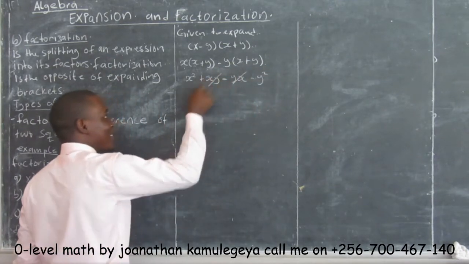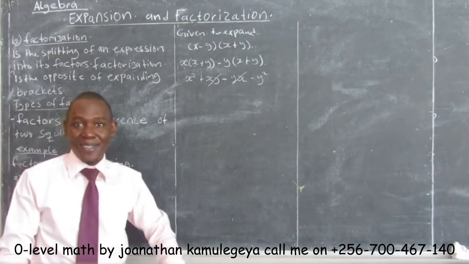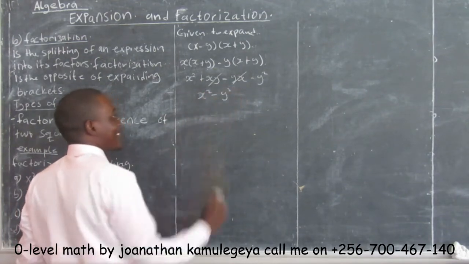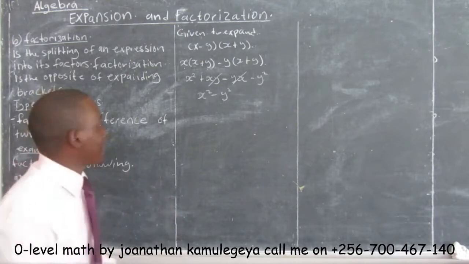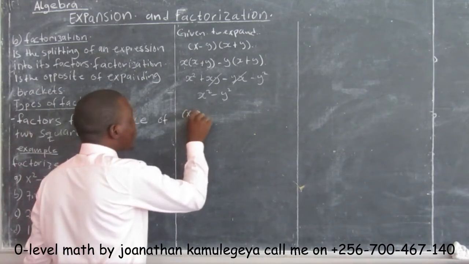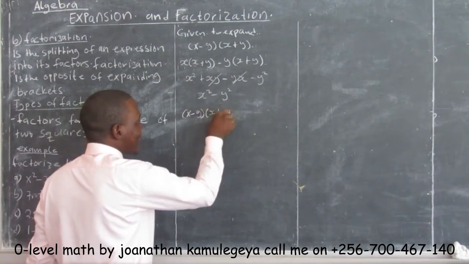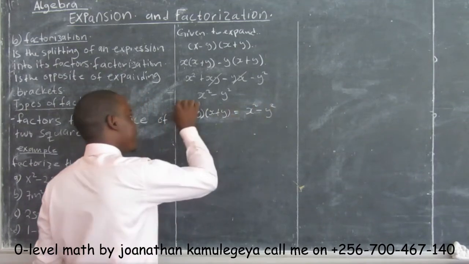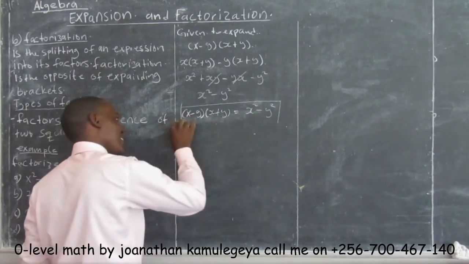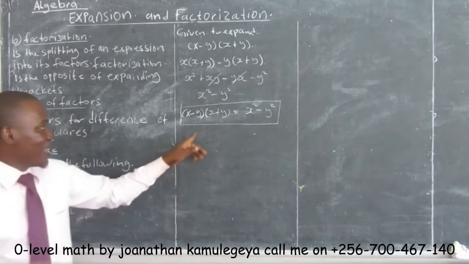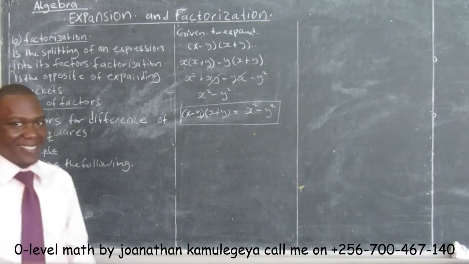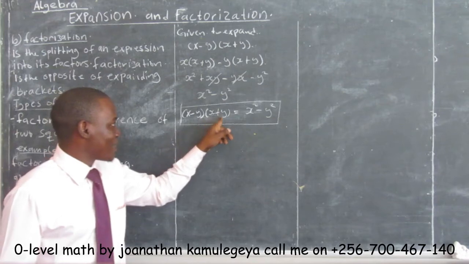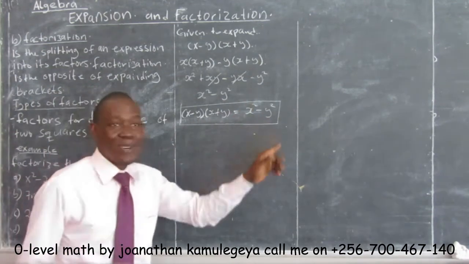Now this one and this one are going to go out, since this is positive and this is negative. Implying that we are going to have x squared minus y squared. This means that if you have x minus y and then x plus y, it should be the same as saying x squared minus y squared. Members, this is what we call the expression of difference of two squares. Is it okay? Whenever you have x minus y in brackets and then x plus y in brackets, it is the same as saying x squared minus y squared.